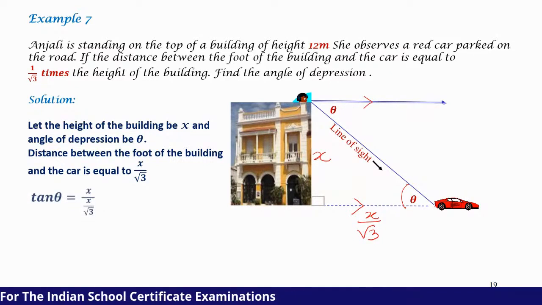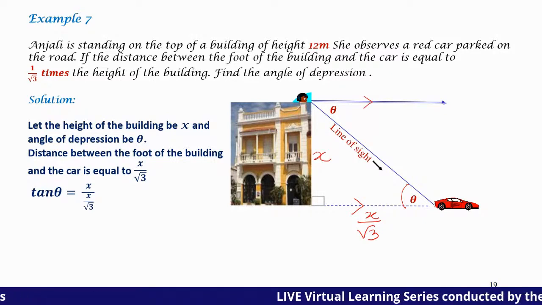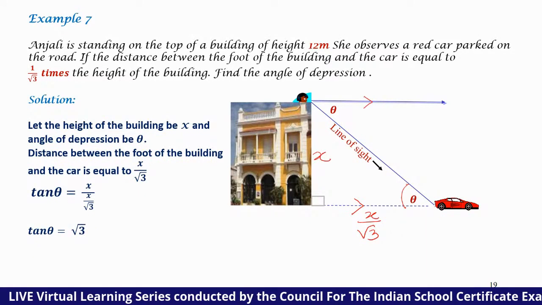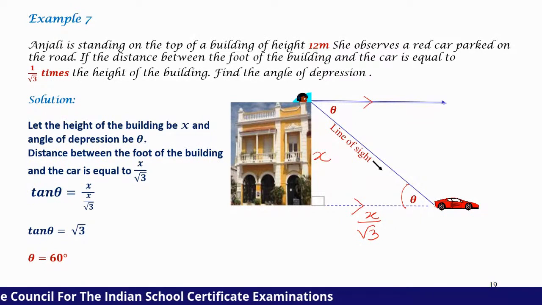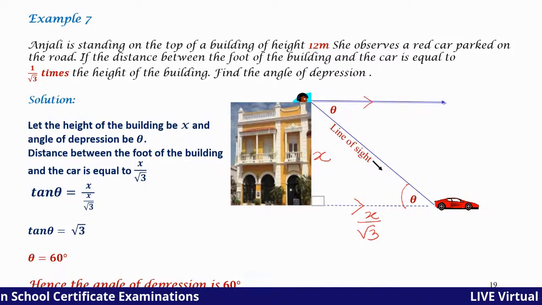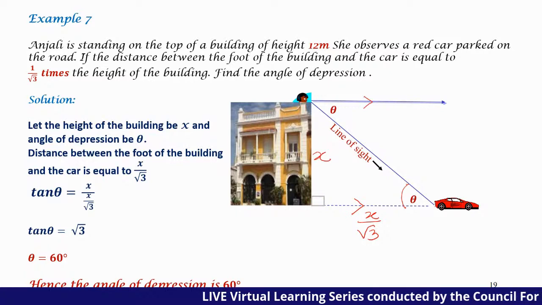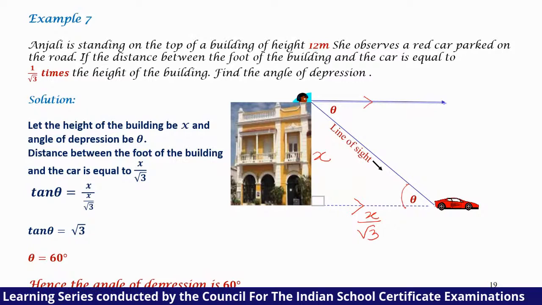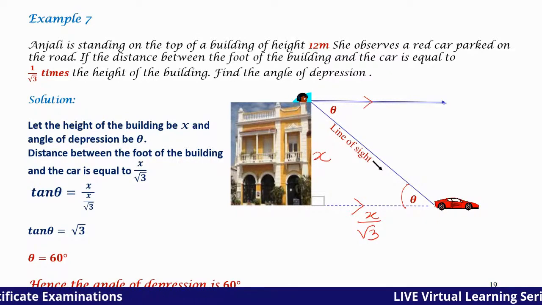Therefore we get tan theta is perpendicular over base, so x divided by x upon root 3. Then tan theta equals root 3. We cancel the x and we get root 3. Tan theta is root 3, we know theta is 60 degrees. So hence the angle of depression is 60 degrees. So we have found the angle of depression, since we knew the height of the building and the distance of the point of observation from the foot of the building.